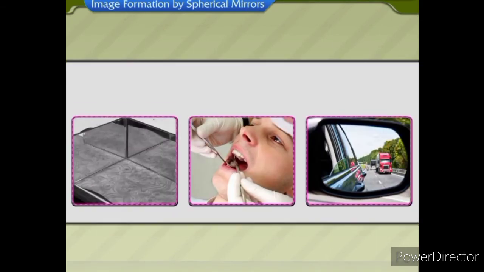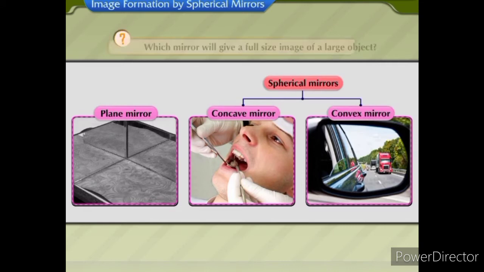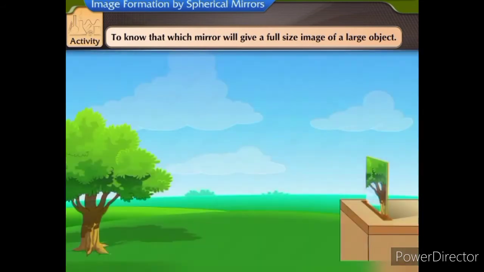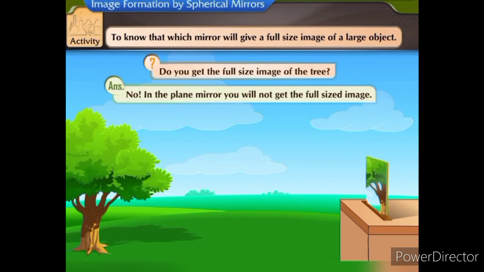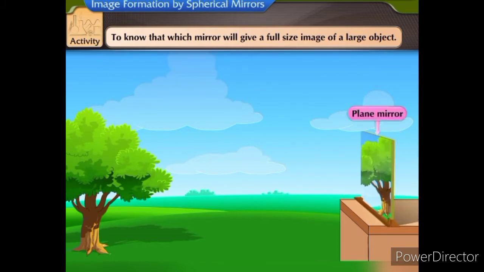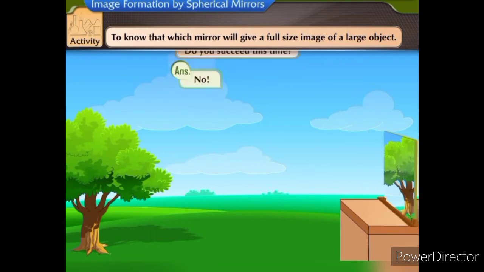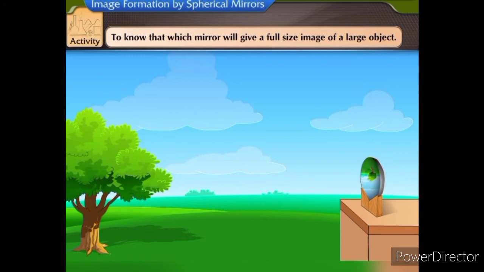Having learnt about the formation of image in plane and spherical mirrors, can you tell which mirror will give you a full-size image of a large object? Well, to know this, let us perform an activity. Activity: try to get a full-sized image of a distant tree in a plane mirror. Do you get the full-size image of the tree? No. In the plane mirror, you will not get the full-sized image. Let us take another plane mirror of different size and try to get a full-size image of the tree. Do you succeed this time? No. Now, try to get the full-sized image of a tree in a concave mirror.